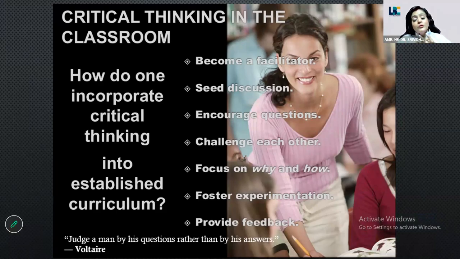It is very important that we become a facilitator. We steer the discussion, encourage questions, challenge one another, focus on the way they think and why they think that, foster experimentation, and provide feedback for them. Judge a man by his questions rather than by his answers.